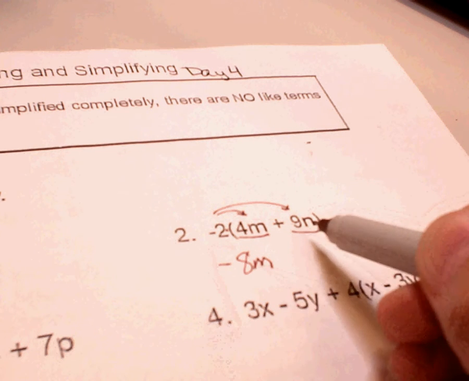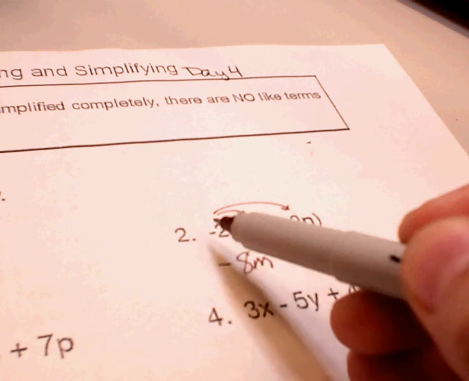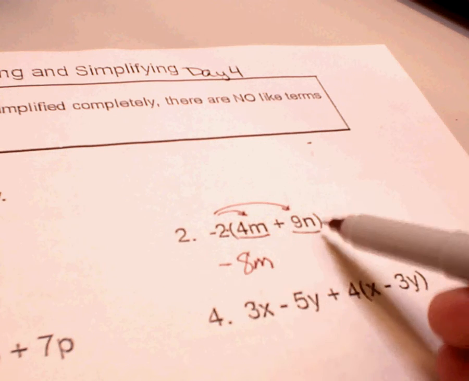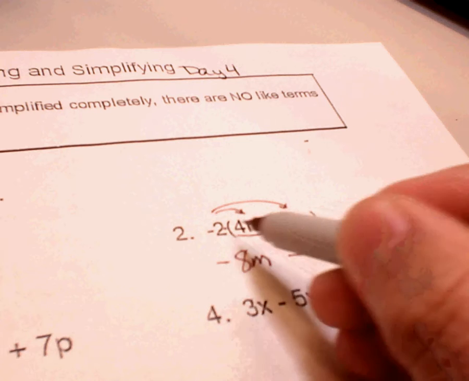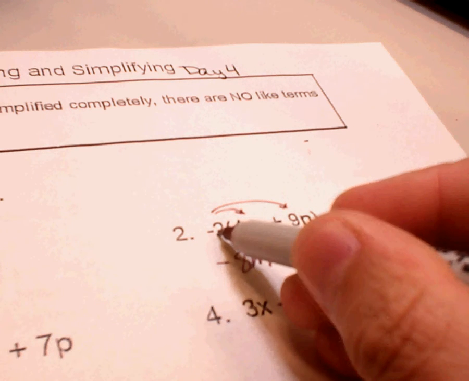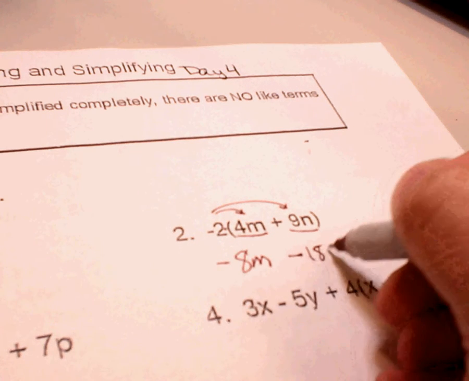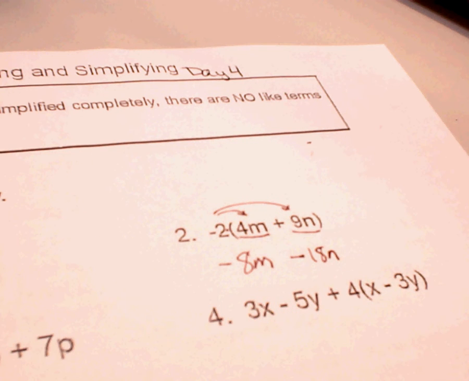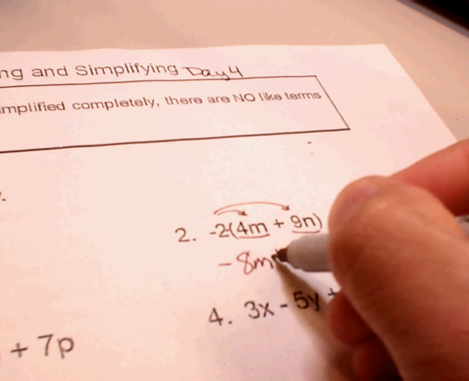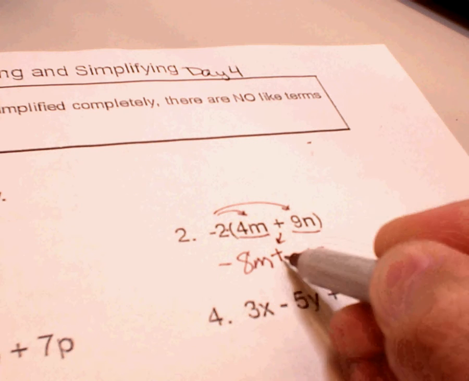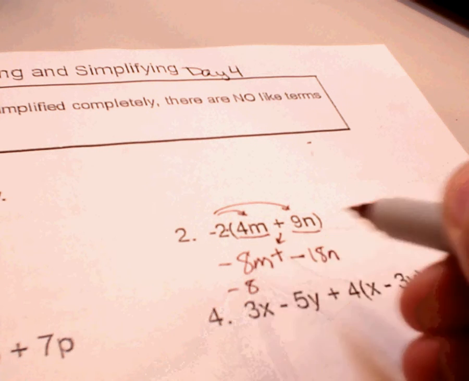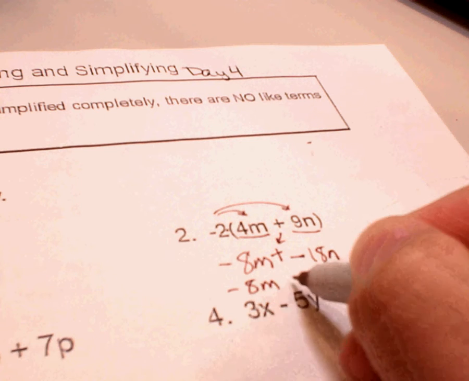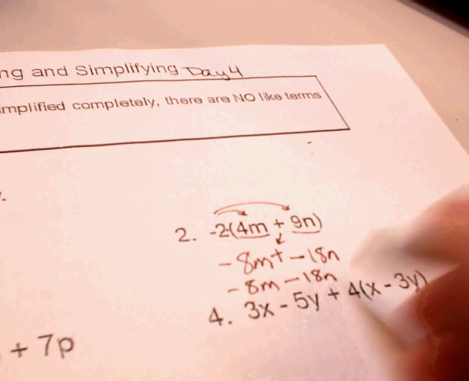Our next term is 9n. Negative 2 times positive 9n. Negative times positive is negative, and 2 times 9 is 18, and n is the variable. Now we will have the addition sign back here. Adding a negative is same as subtraction, so our answer still is going to be negative 8m minus 18n.